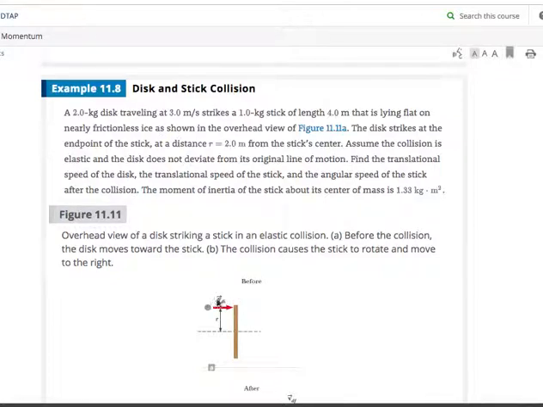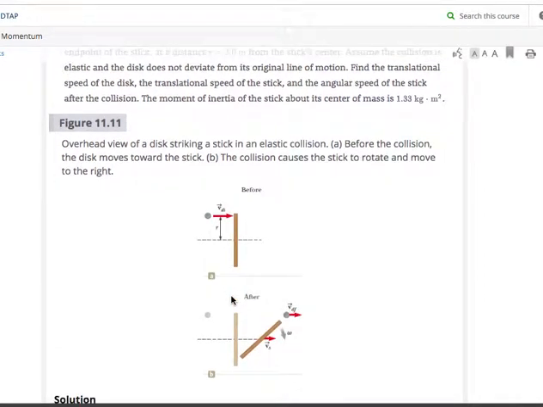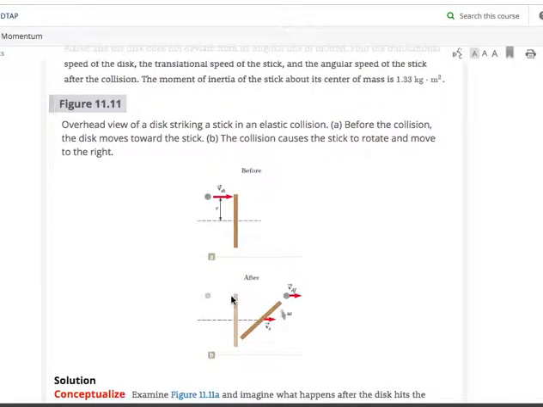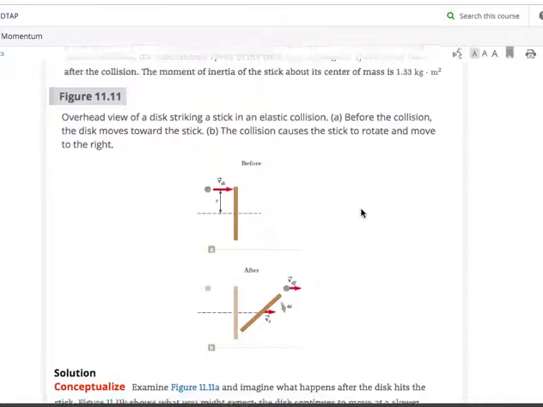A disc traveling at 3 meters per second strikes a 1 kilogram stick of length 4 meters that is lying on flat, nearly frictionless ice as shown in the overhead view. The disc strikes the end point at a distance of 2 meters from the stick's center. Assume the collision is elastic and the disc does not deviate from its original line of motion. Find the translational speed of the disc, the translational speed of the stick, and the angular speed of the stick after the collision. The moment of inertia is, and they went ahead and gave it to you.